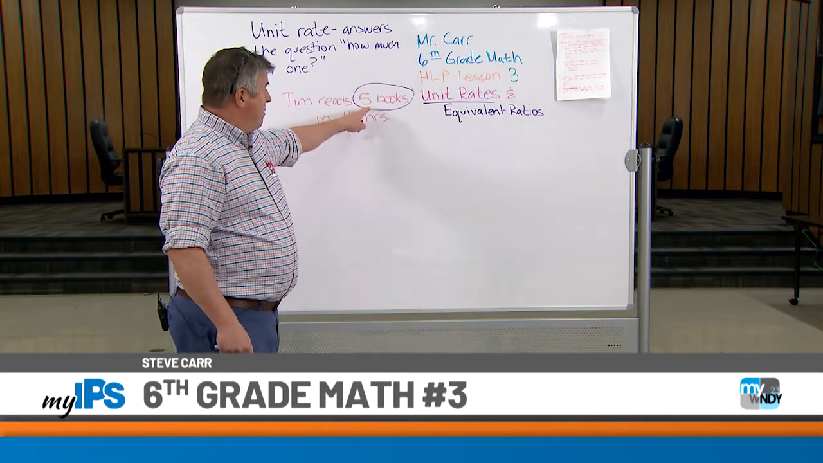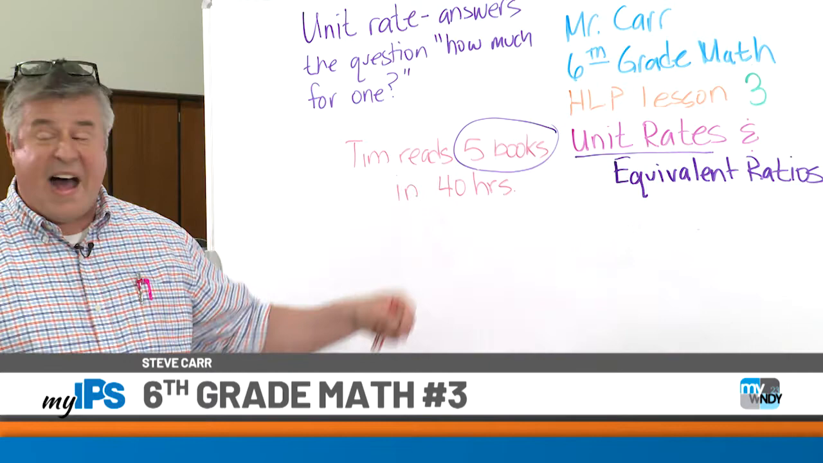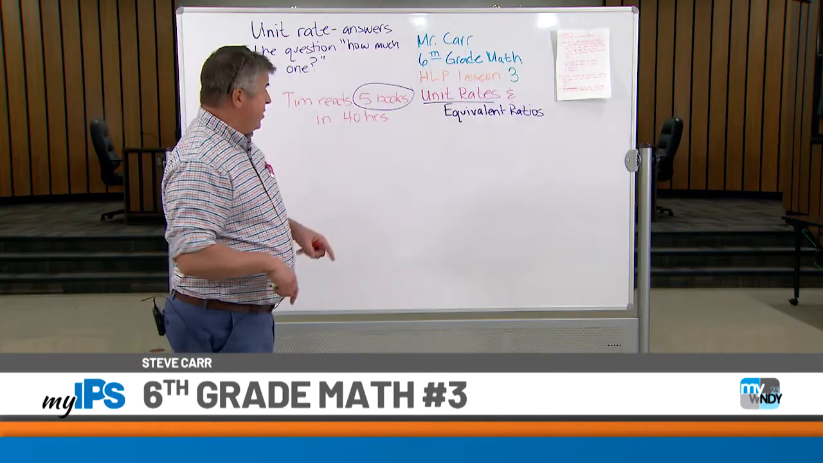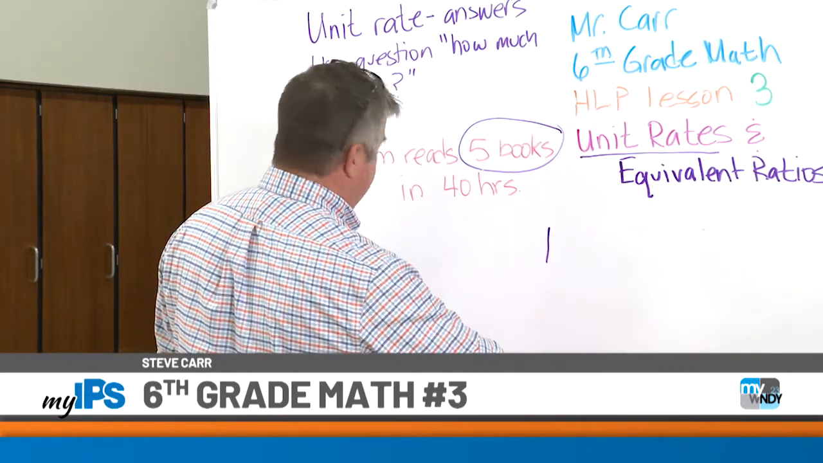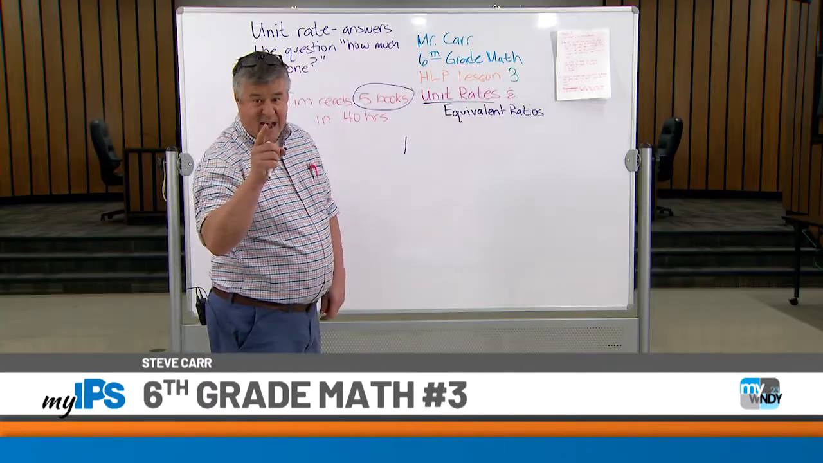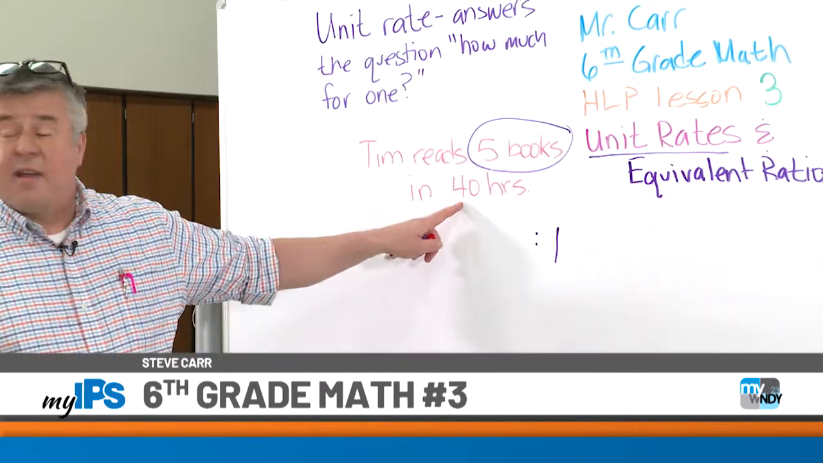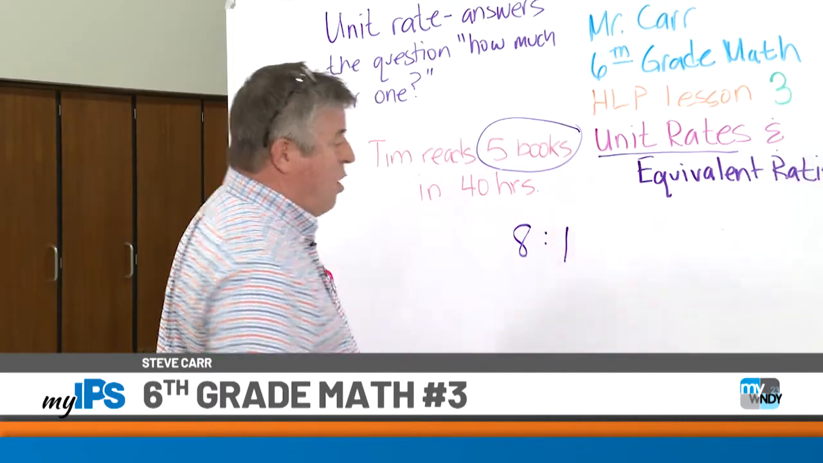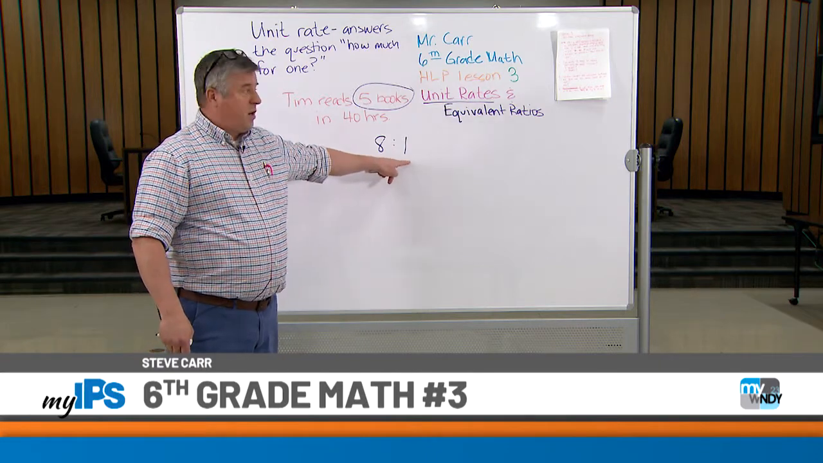So we're going to have a unit rate in terms of books. Well, to get to 1 book, we know we've got to divide by 5. We want to know 1 book, we've got to split 5 into 5 pieces. We split things into pieces mathematically using division. 5 divided by 1 is 5, but 5 divided by 5 is 1. So we have 1 book. Then we have to take 40 and divide it by 5. We're going to get 8. And we know that it takes Tim 8 hours to read 1 book.